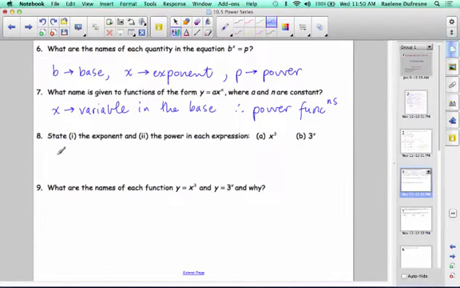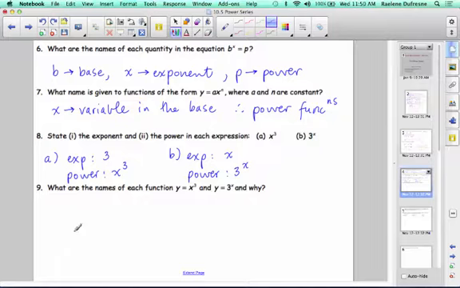Number 8, state the exponent and the power for each expression. So in part A, the exponent is 3, and the power is the base raised to the exponent, x cubed. In part B, the exponent is x, and the power is the base raised to the exponent, namely 3 to the x. Again, just a reminder not to confuse the exponent with the power.